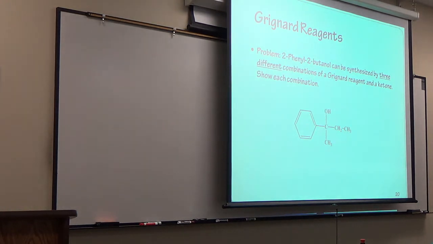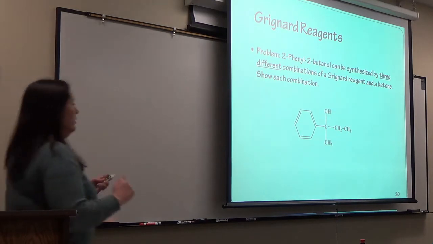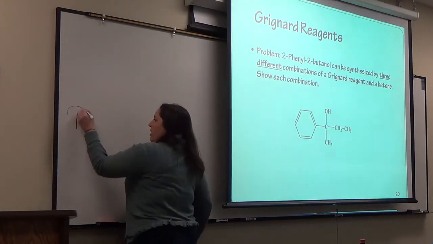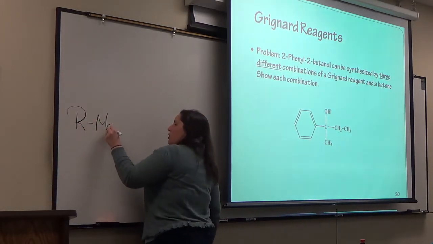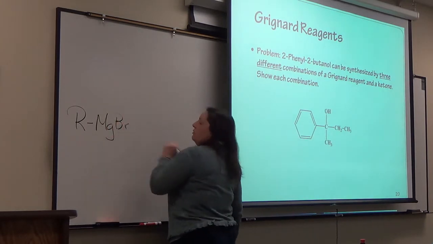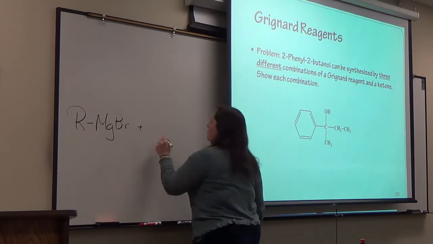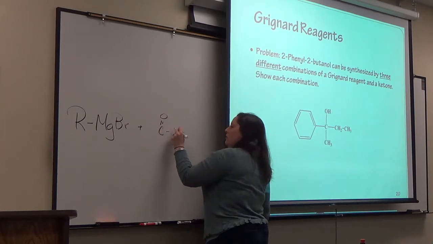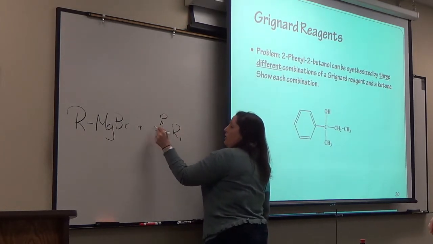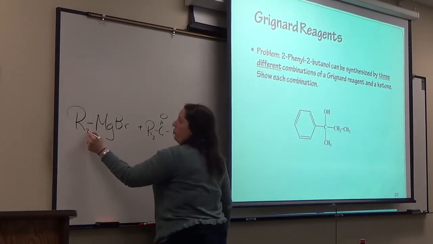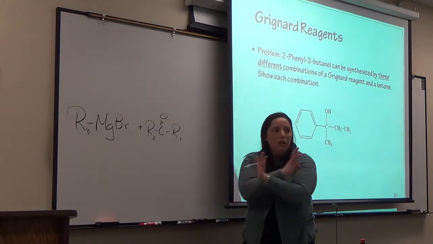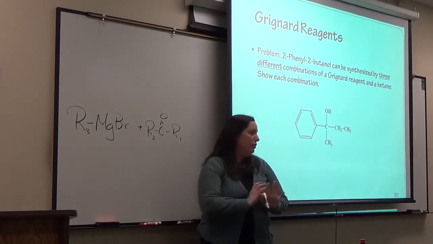Remember, what's the nucleophile in a Grignard? The carbon, right? So that R-MgBr, right? Does that make sense? Plus the ketone, right? So there's another R1, R2, right? And R3. So I'm trying to figure out how can I make combinations out of this?